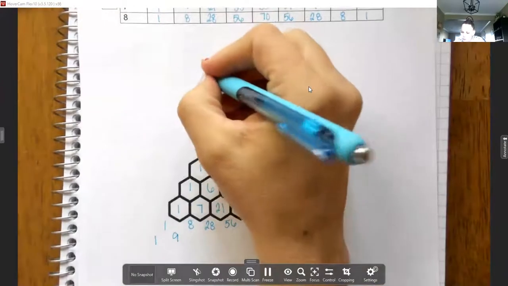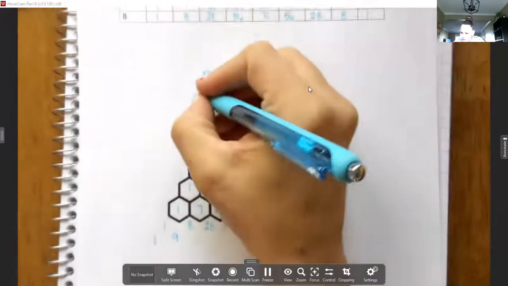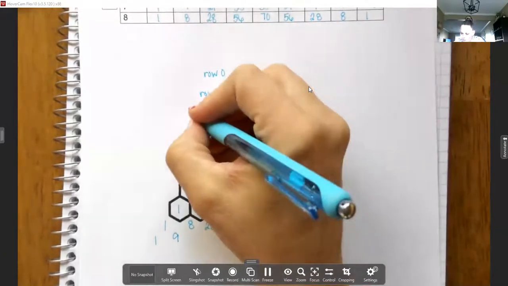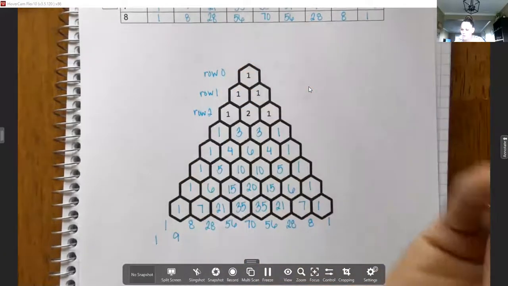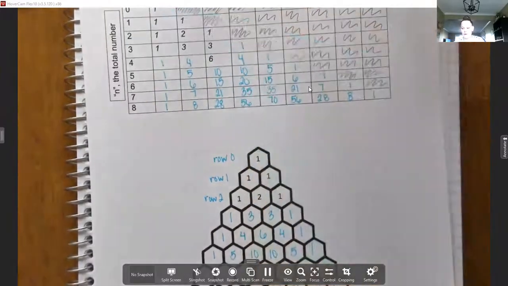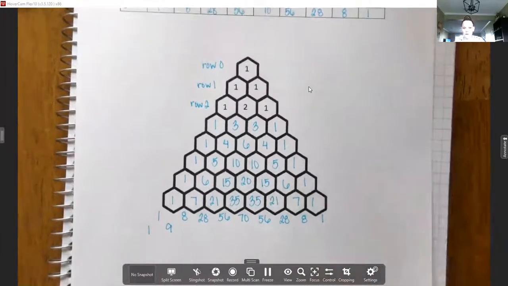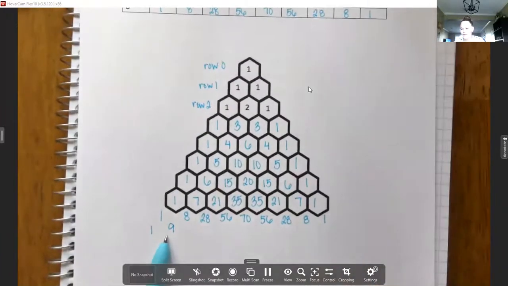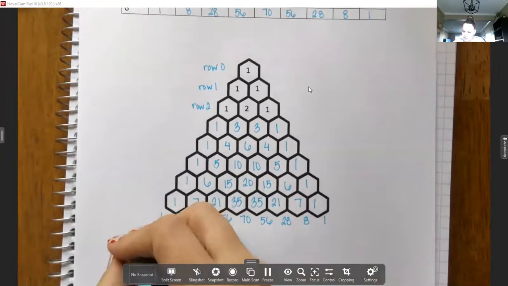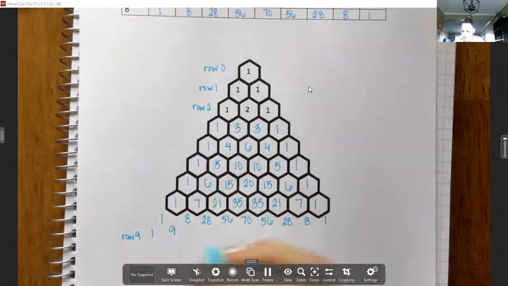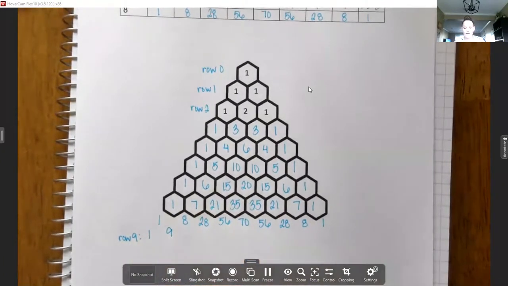So this is what we call row 0. This is row 1. This is row 2. So just like up here, when we started with 0, that's the row number it is. So row 0, row 1, row 2. So this one down here is row 9, that I just started and only got the 1 and the 9. We want to figure out how to fill these numbers in.